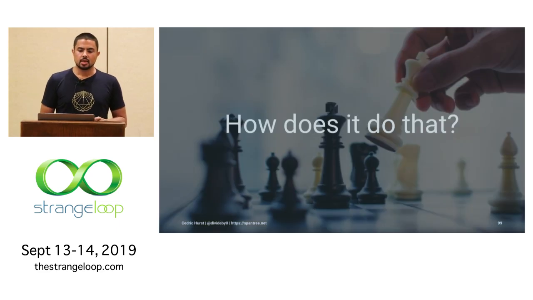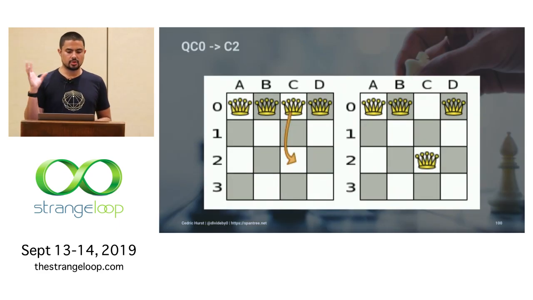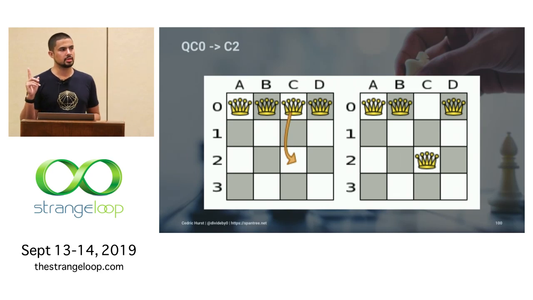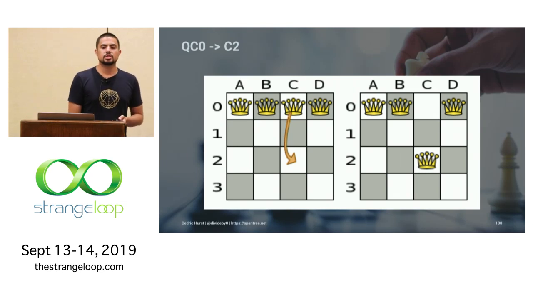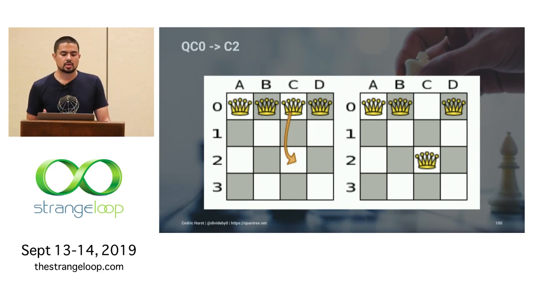So how does it do that? Is anyone familiar with n-queens? The n-queens system is often used; you'll see it referenced in Prolog. Effectively what you're trying to do is, if you have a chessboard, move all the queens to a position where they can no longer attack each other.